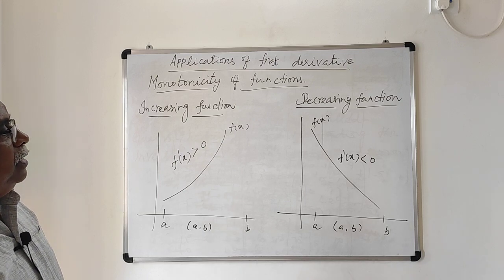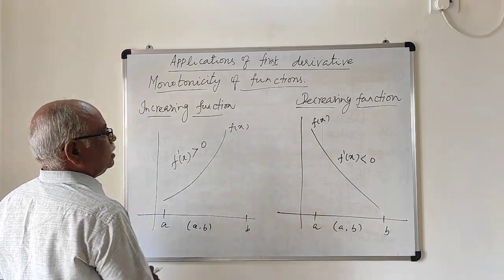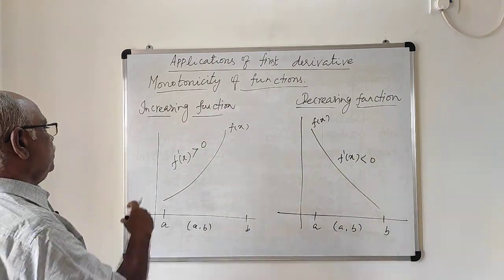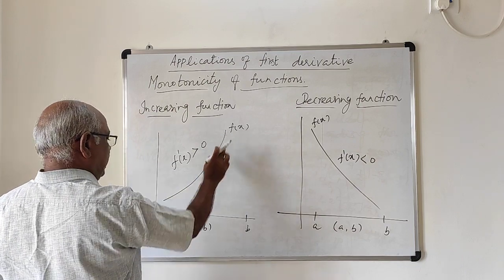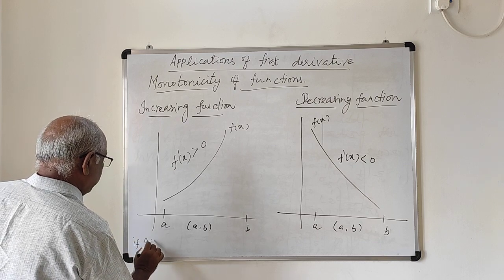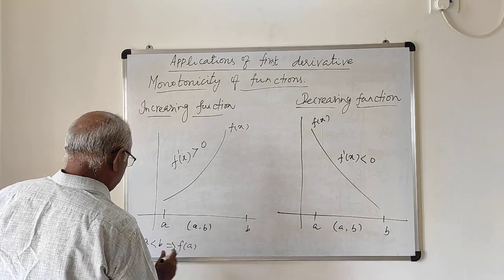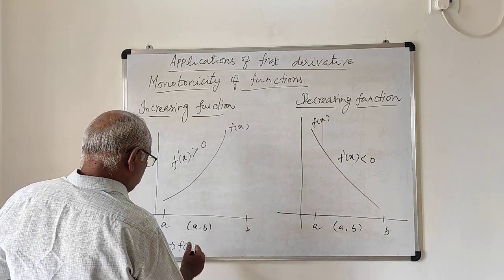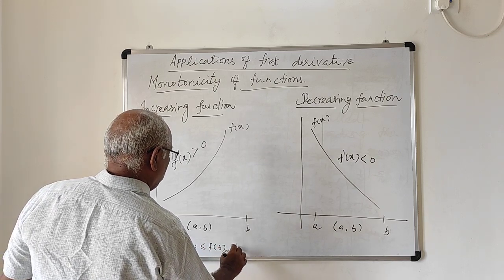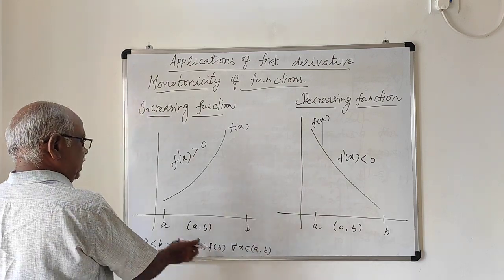A function f of x is increasing in an interval a comma b. Without using the derivative, first I am going to define. A function f of x is said to be an increasing function in an interval a comma b if a less than b implies f of a less than or equal to f of b, for all x belonging to the interval a comma b. If it is the case, the function is increasing.